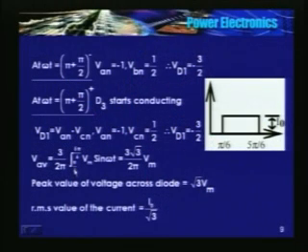Now how do I determine the average value of the output voltage? There are 3 pulses in one cycle, and the duration of each pulse is 120 degrees. So phase A starts conducting at pi by 6 and stops conducting at 5 pi by 6. Output voltage is Vm sin omega t. So the average value is found to be 3√3 by 2 pi into Vm, where Vm is the peak value of the phase voltage.